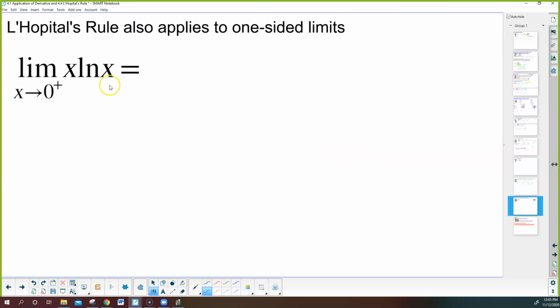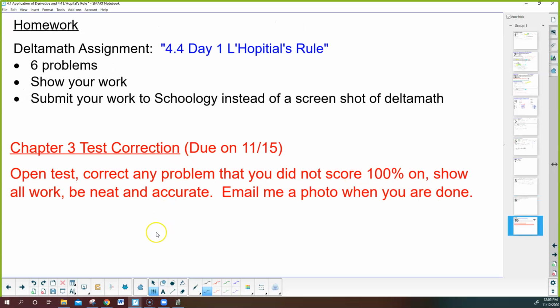I think we're going to save this one for next week. So here's what we've got. Your homework tonight is 6 problems in Delta Math. And I chose Delta Math so you can check your work. And you have 3 chances to do each problem. And I assigned specific ones. So if you don't get it right, make sure you're reading why you didn't do it correctly. And it's all about showing work. Don't forget about chain rule. And what I'm going to have you submit, instead of submitting a screenshot, is your written out work to Schoology for this Delta Math problem.